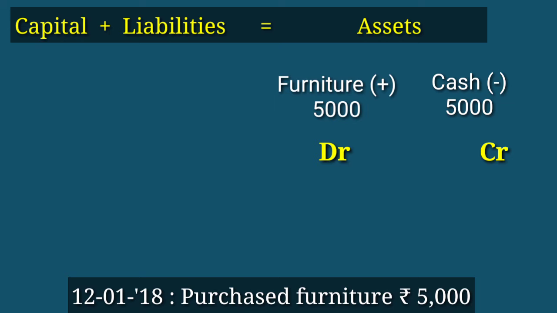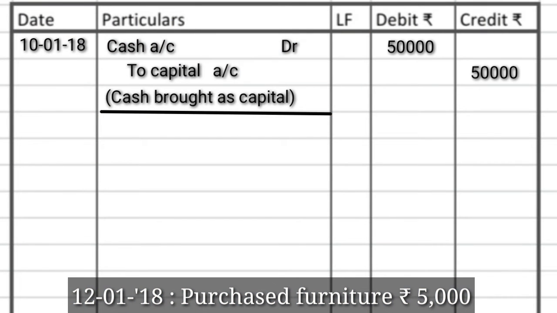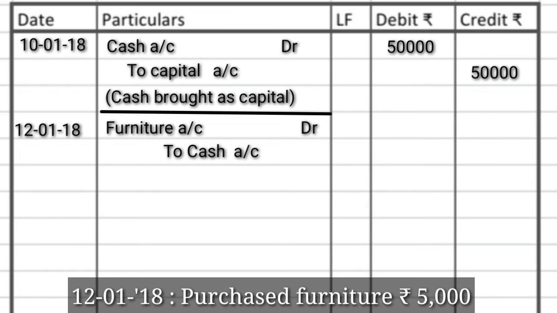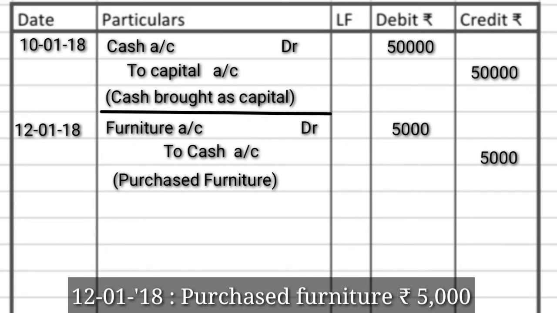So we can record it in the journal. First the date column, date 12th 01/2018. Furniture account debtor to cash account. Cash is going, so the cash account we should credit. The debit amount column 5,000, also the credit amount column 5,000. Both sides are equal. And make the narration: purchased furniture. Then draw a line.